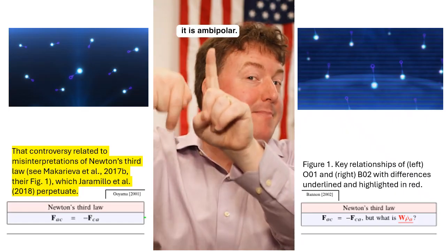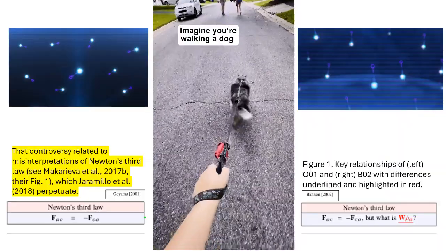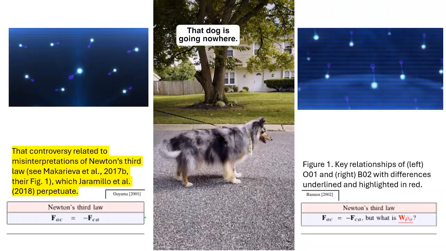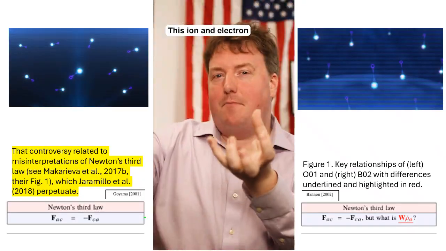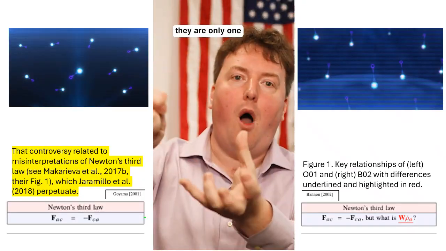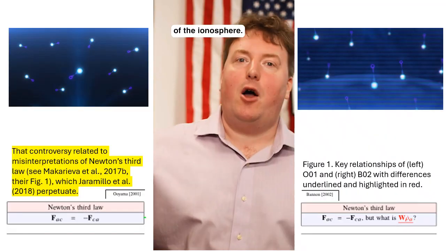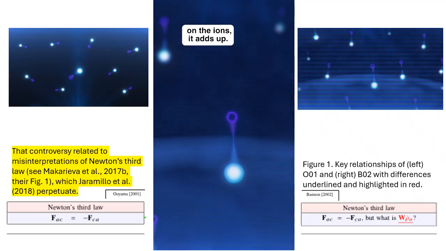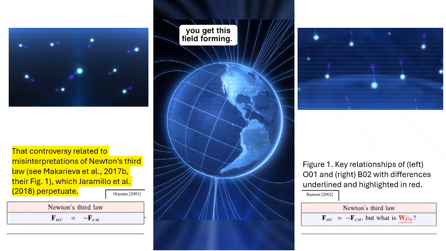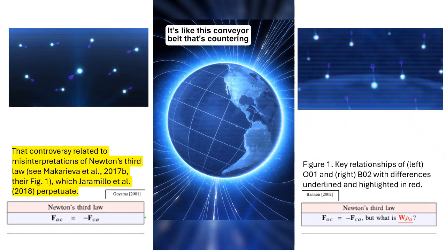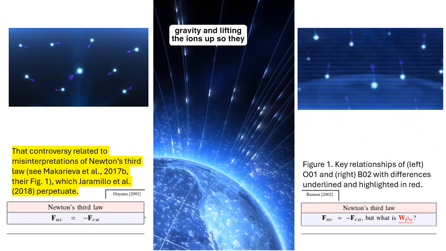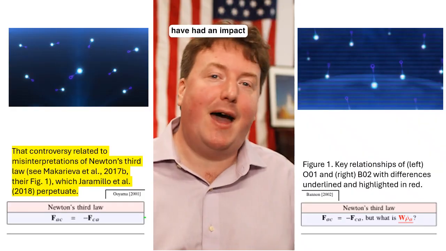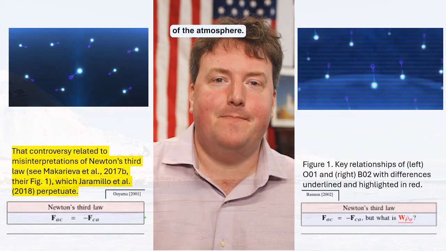It is ambipolar. Imagine you're walking a dog, and you've got a tiny, tiny little dog, and it's pulling on a leash. That dog's going nowhere. This ion and electron pair that you've been thinking about, they're only one in an enormous sea of the ionosphere. But overall, because gravity's pulling down on the ions, it adds up. And over a large distance, you get this field forming. It's like this conveyor belt that's countering gravity and lifting the ions up so they can escape to space, which is why it may have had an impact on the evolution of the atmosphere.